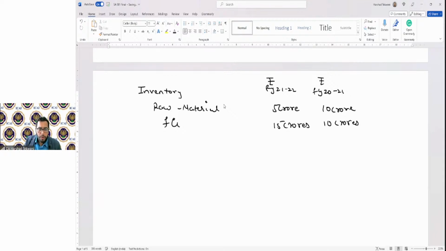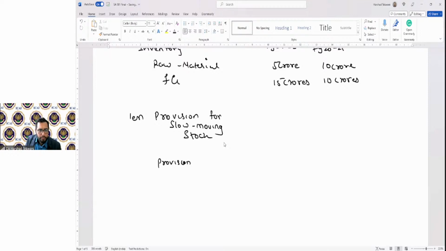Okay. Now, let's say, for example, as of now, other information, less provision for slow moving stock and provision for obsolete inventory. Last year, let's say the provision on 10 crore of fixed asset. These are, for example, for both fixed asset and FG. Last year on FG of 10 crores, I had a provision of 1 crore on slow moving and 1 crore for obsolete. This year, I have no provision. I have reversed the provision.